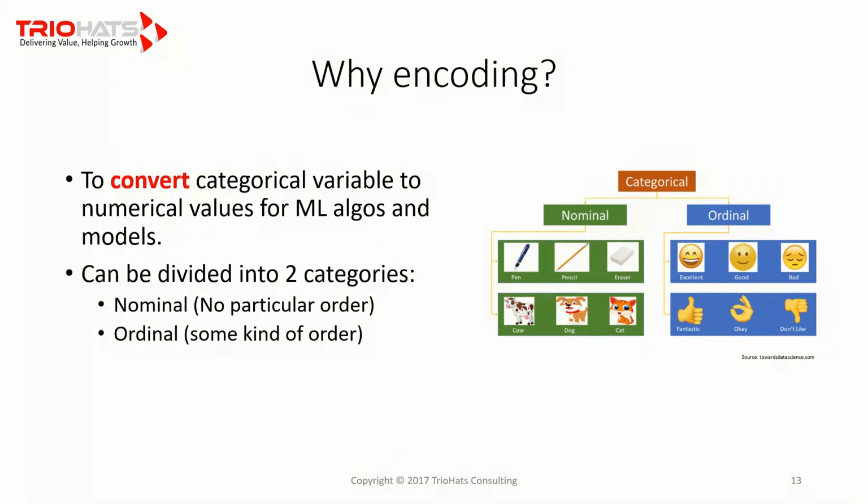So initially, categories are divided into two types. One is nominal, the other is ordinal. Nominal means that they have no particular order. For example, a pen, pencil, and an eraser, they have no particular order. Three animals, cow, dog, and cat, have no particular order. But on the other hand, ordinal means that they have some kind of order. For example, excellent, good, bad, or fantastic, okay, don't like. So this is an order. You are decreasing the order from very good to very bad. So this is ordinal.